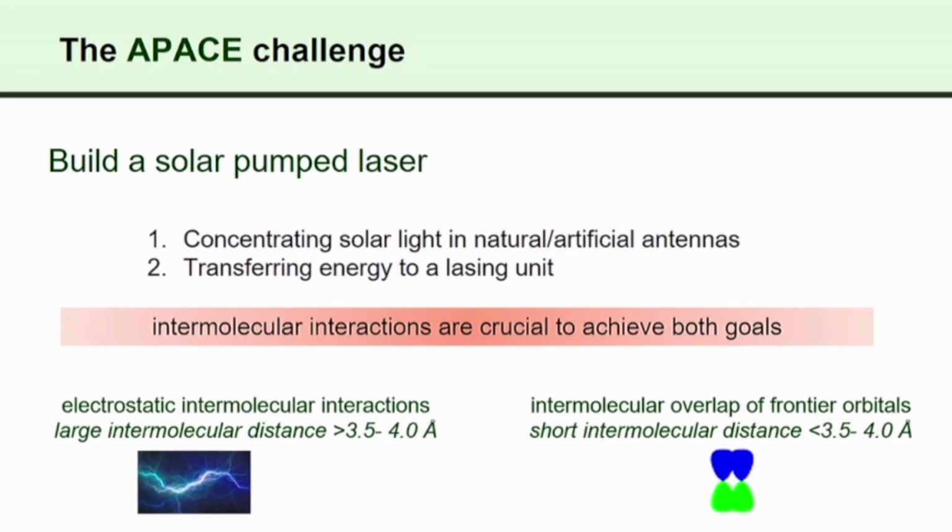The main difference between the two is the distance where they occur. Electrostatic intermolecular interaction occurs when the intermolecular distances are larger than 3 or 4 Angstrom, while for overlap between frontier orbitals, you need much shorter distances. I don't know why it disappears, but okay.